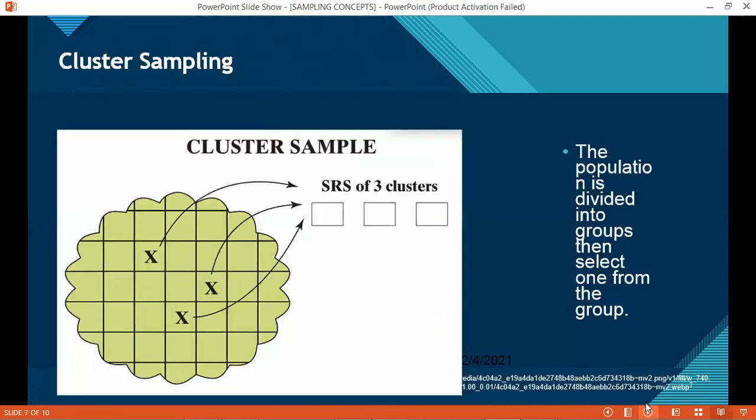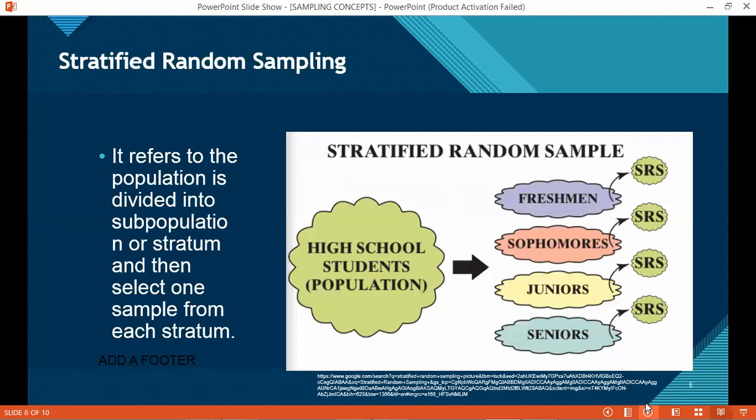Okay. Next, we have cluster sampling. In cluster sampling, the population is divided into groups, then you select one from the group. This is somewhat the same with the second one, the stratified random sampling.